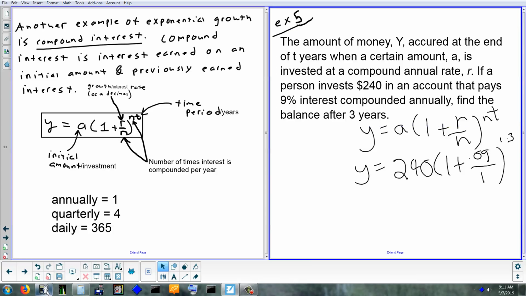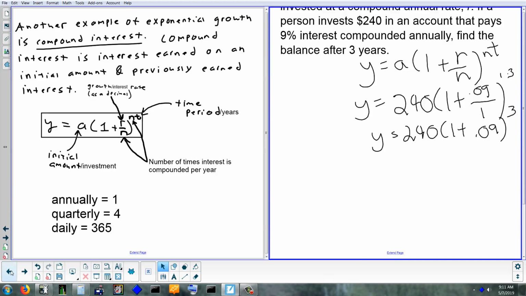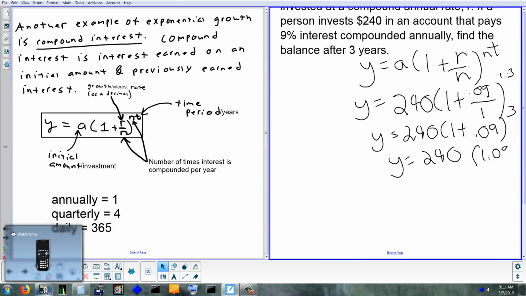So y equals 240, 1 plus 0.09 divided by 1. Anything divided by 1 is itself, so 0.09. And then 1 times 3 is going to be 3. Simplify what's inside the parentheses, 1 plus 0.09. Mr. Hager is going to pump that in the calculator for us.